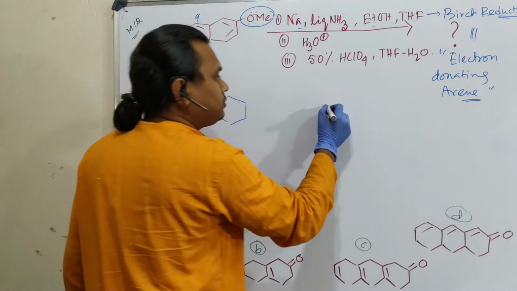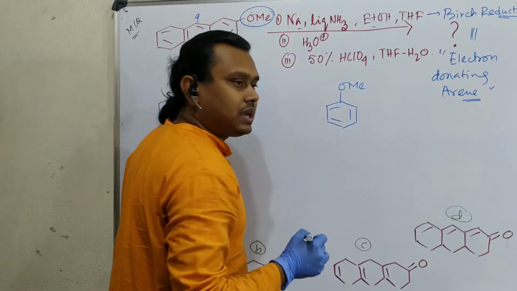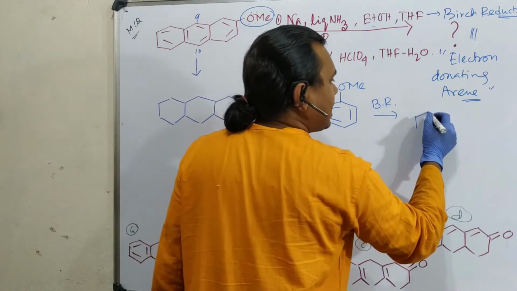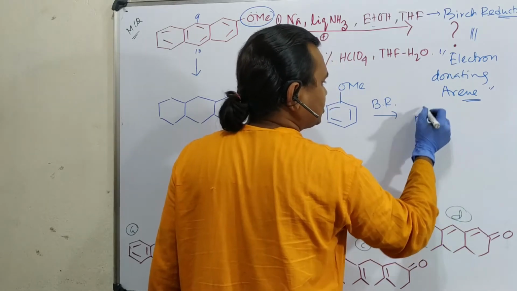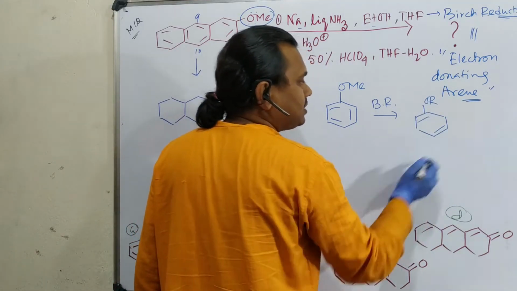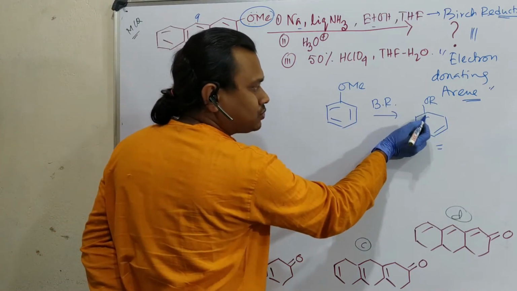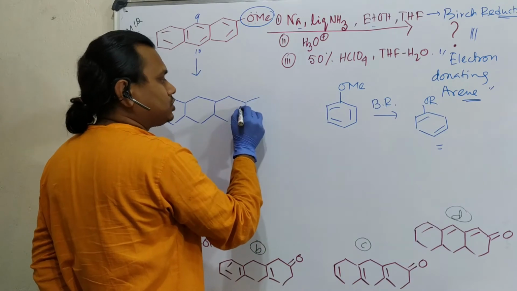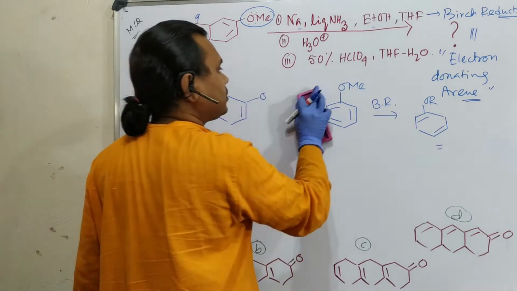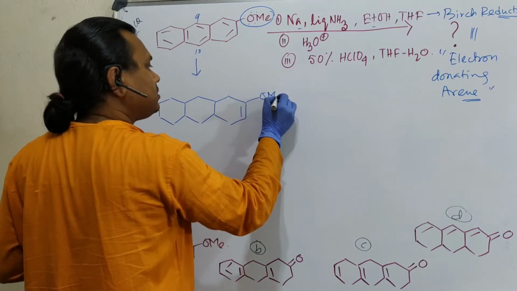Just consider, if you take a phenyl methyl ether and do the simple Birch reduction, what is the product you expect? I haven't said workup, just Birch reduction. This is OMe. So first draw this. See, one double bond is attached to this OMe and another is exactly opposite. So this is OMe, this is this.